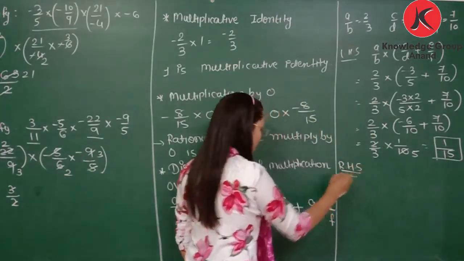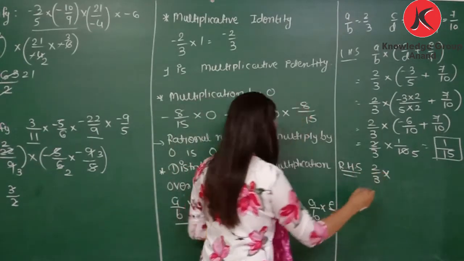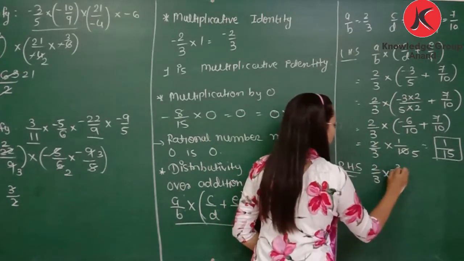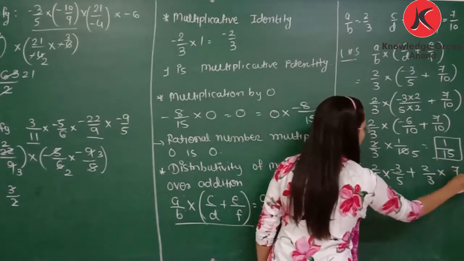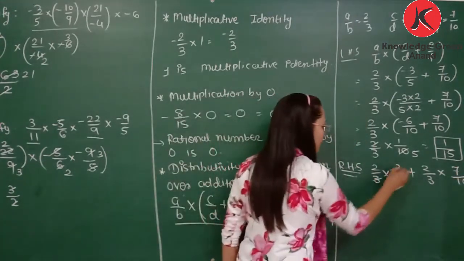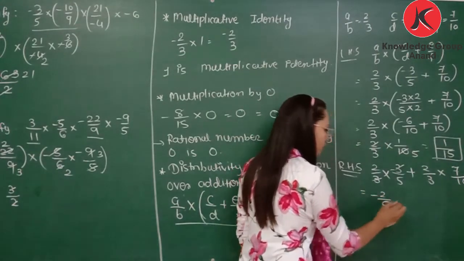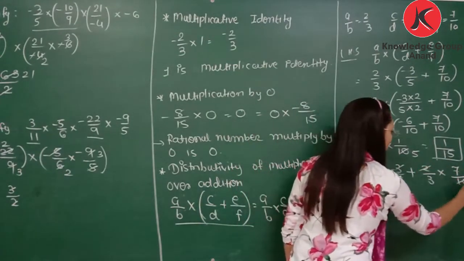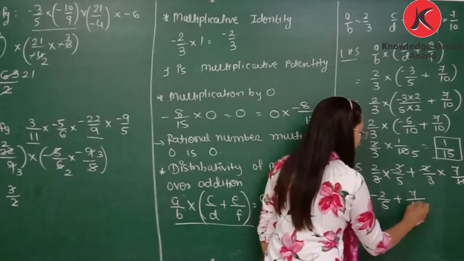So our right hand side is A by B, that is 2 by 3 multiplied with minus 3 by 5 and plus 2 by 3 multiplied with 7 by 10. Now here you can cancel out this 3, so it is minus 2 by 5. Here you can cancel out 2 fives. So we have 7 by 15.